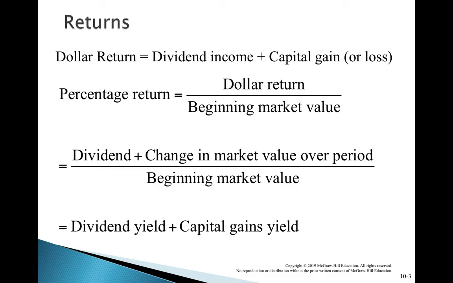Now the same can be distributed into two portions: dividend plus change in market value over the period. As we have taken the example, $90 is the purchase price, $99 is the selling price. So the change in market value is $9. Dividend is $1. So you can say $1 plus $9 divided by $90 beginning value. The $1 divided by $90 is the dividend yield. $9 divided by $90 will be the capital gain yield. So dividend divided by beginning value is equal to dividend yield. Change in market value divided by beginning market value is equal to capital gain yield. I hope it is clear to all of you.